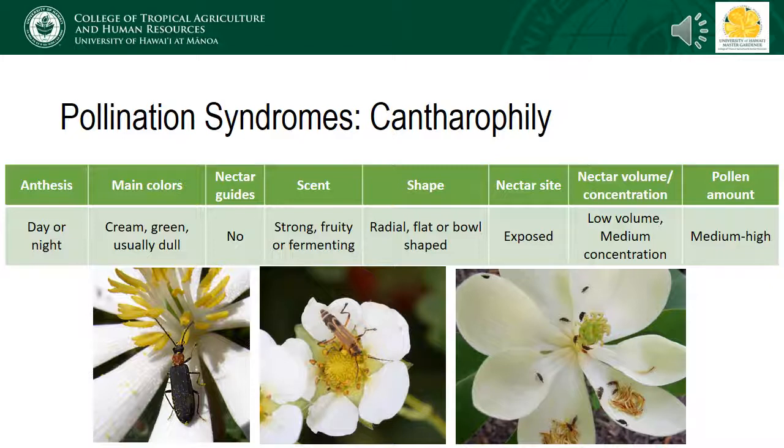Nectar sugars are a medium concentration with low volume, and pollen is produced in medium to high amounts. Though beetles can be pollinators in some instances, they also destroy flower parts while feeding, so it isn't a pollination syndrome encountered as frequently as some of the others.